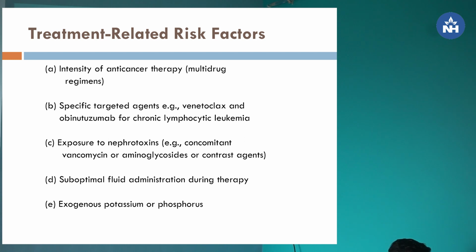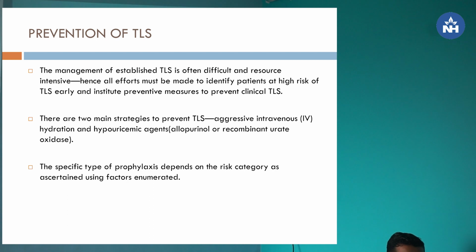Patients with aggressive lymphomas and acute leukemias with high cell counts are also at risk of spontaneous TLS even without the initiation of therapy. These patients should be recommended aggressive hydration and considered for TLS prophylactic agents even while full diagnostic workup is underway. Now the treatment related risk factors.